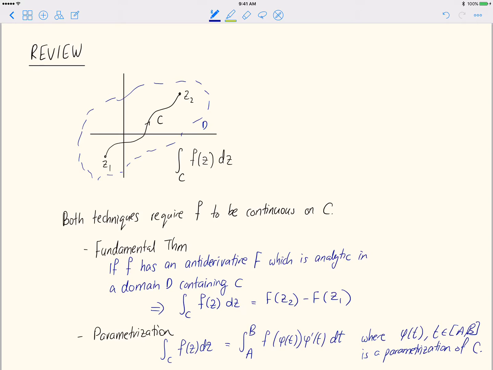The next technique, or the next result, which we're going to speak about first, is called Cauchy's integral theorem. And this is what you use when you're integrating around a closed loop. So, Cauchy's integral theorem.